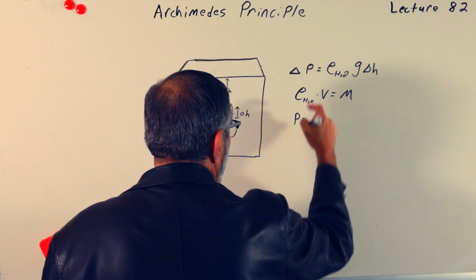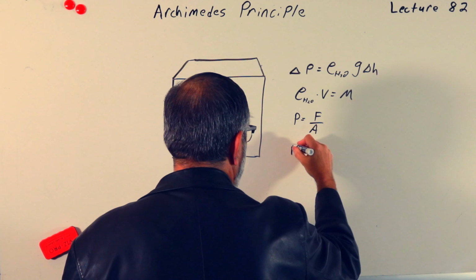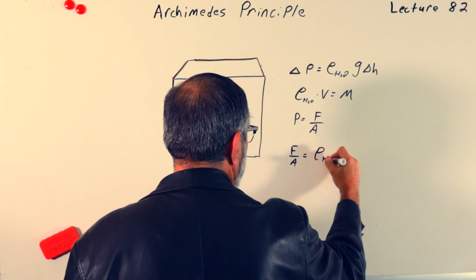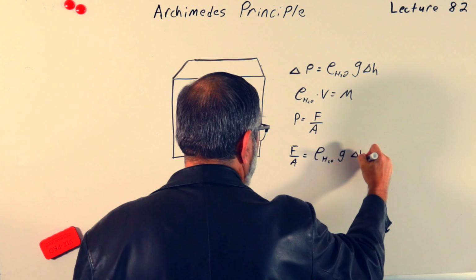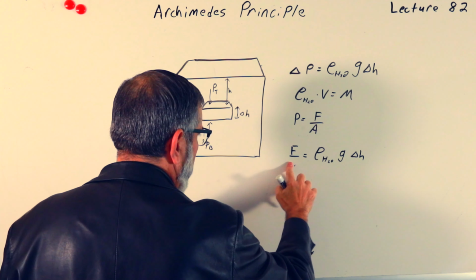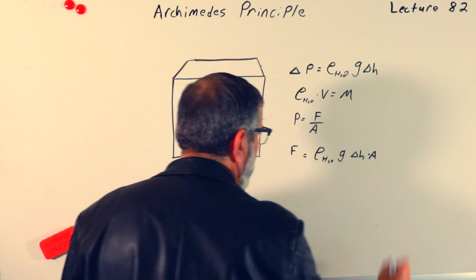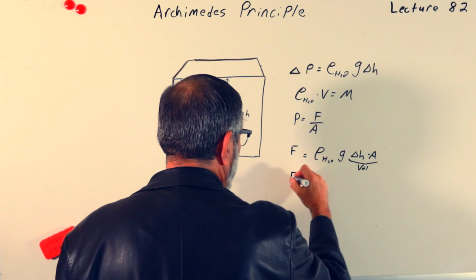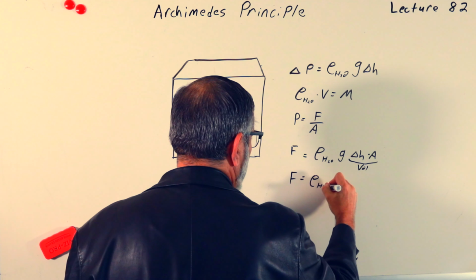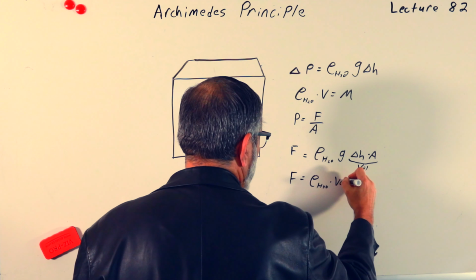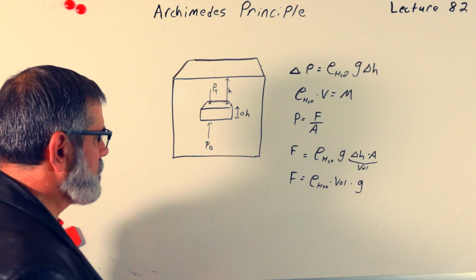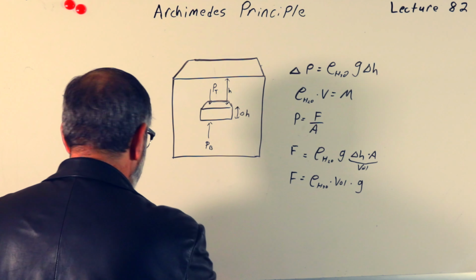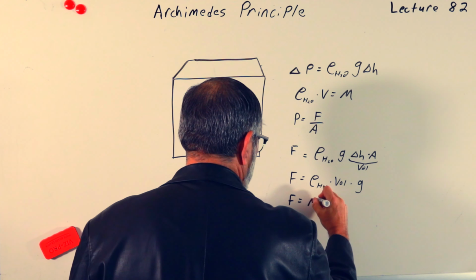So I want to rewrite this. I'm going to rewrite delta P as basically F divided by A is equal to rho, in this case of water, times g times delta H, right? We multiply both sides by the area, A, and we see that this delta H times A is just our volume. So we get that F equals rho H2O times volume times g. Well, what is the density of water times its volume? It's just the mass, right? So this says that F is equal to mg.